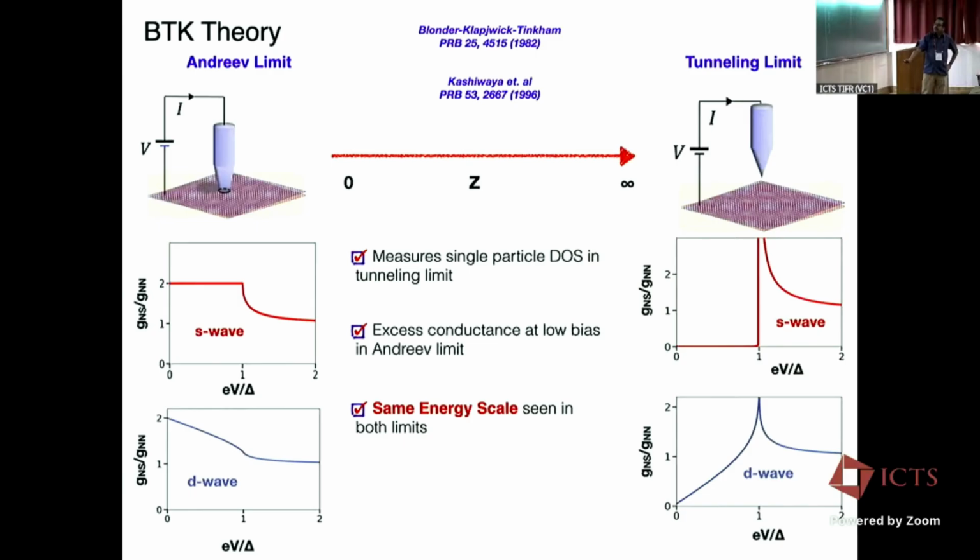If you had an S-wave superconductor, everything is gapped. This is the answer at zero temperature. In this limit, you just look at the single particle density of states, nothing here, then you get the peak around the gap edge, and then you go. If it's a D-wave, for example, then of course you will see a V-shaped curve, and then you will see a coherence peak, and then you'll go.